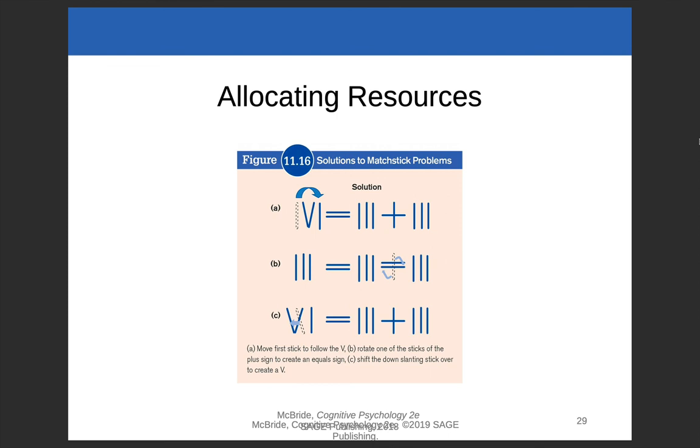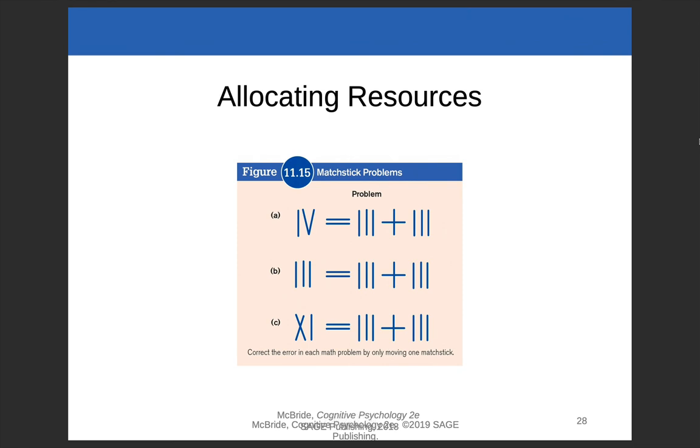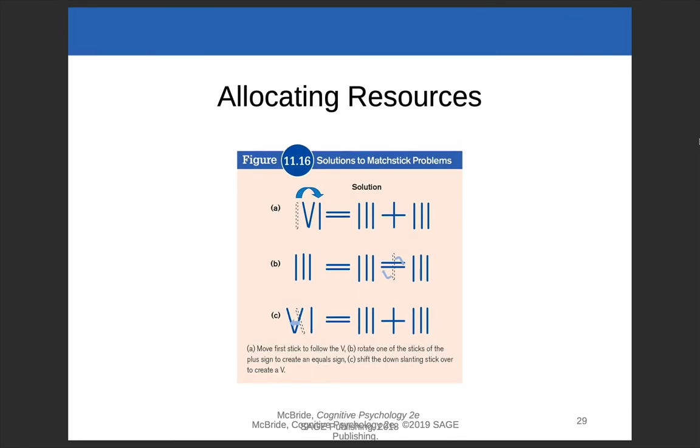For C, what we did was we shifted the down slanting stick over to create a V. If you look at the previous one, that was XI, so we just shifted it over to make a V to create a 6, and so 3 plus 3 equals 6.